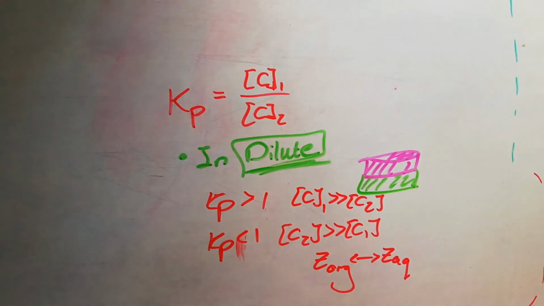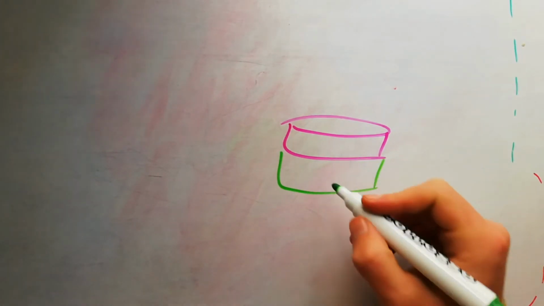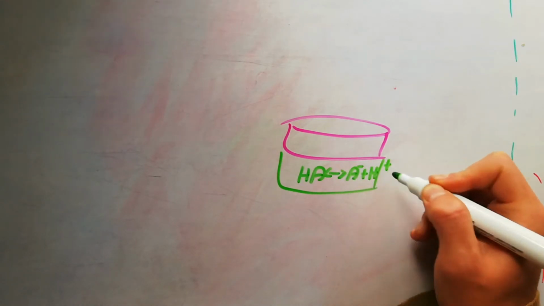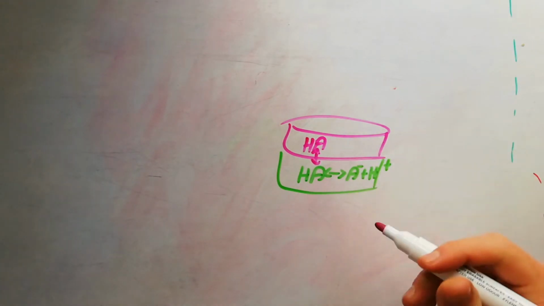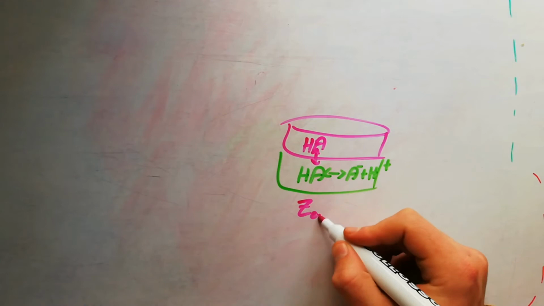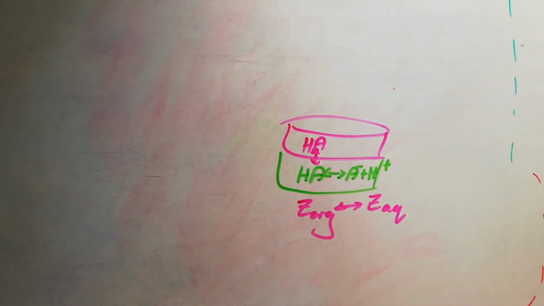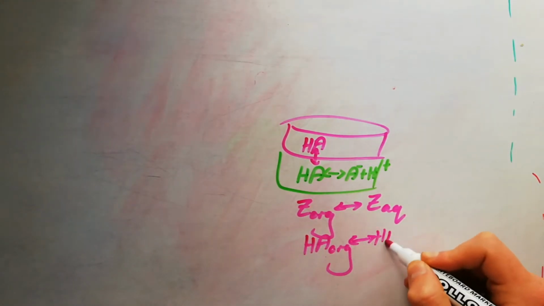Following from this is an important equation, an important concept: our distribution constant. Let's say we have our organic phase and we have our aqueous phase, and the aqueous species normally dissociates as follows, especially if it's an acid. Then we have our organic version, which just partitions between the phases. So two things are happening here. We have Z organic partitioning to Z aqueous, and in this case, it's not Z, but HA. So we'll have HA organic and HA aqueous.